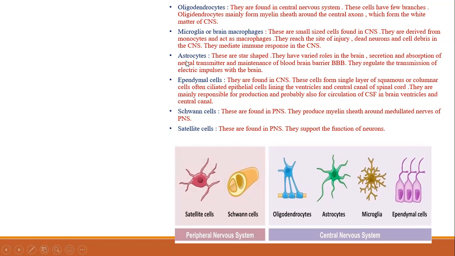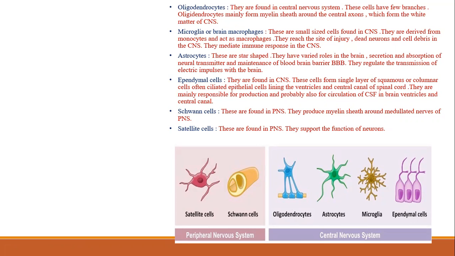Then comes astrocytes. Astrocytes have got the astros in a star-shaped body. They have various roles in the brain. That is, they secrete the neurotransmitters. Secretion and absorption of neurotransmitter is done by them. It maintains the BBB, that is blood-brain barrier. Means what? It will help in the secretion and absorption of CSF from the brain or the parts of the brain. That is called as BBB.